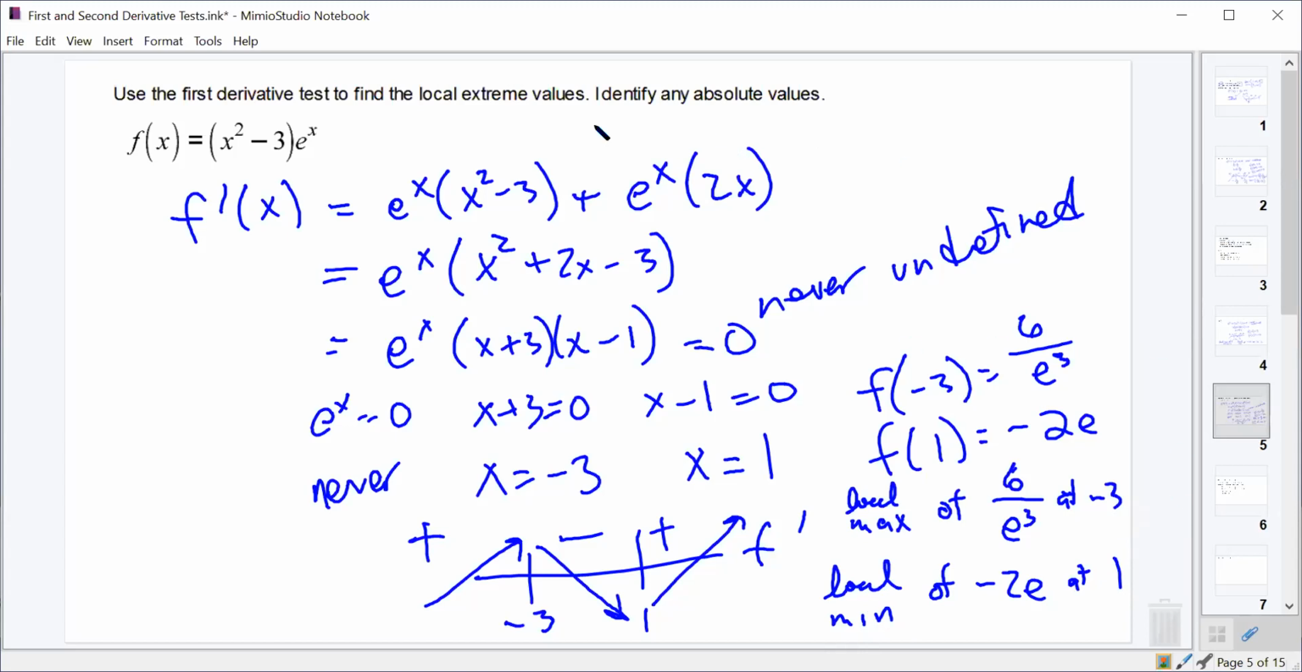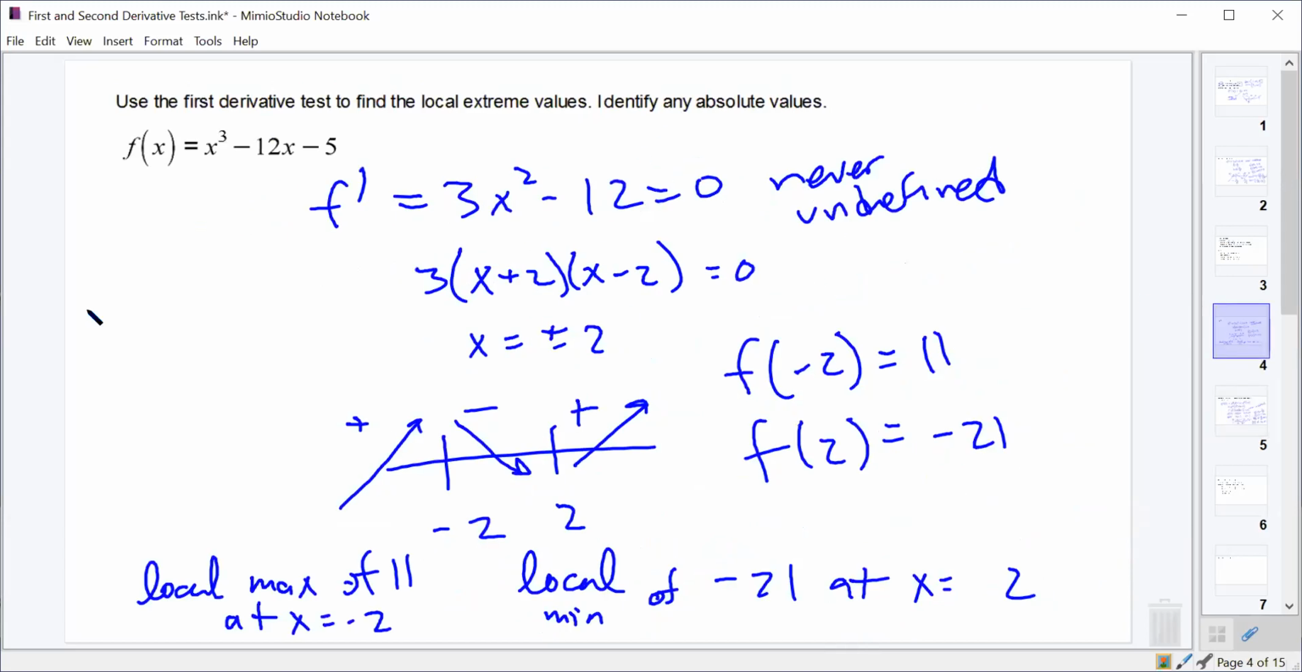And it asks us to identify if any of these are absolute extrema also, which it actually asked us to do on this last one, and I forgot to do it. So let's go back to the last one and determine if either 11 or negative 21 is an absolute extrema. So we know that we have a local max, but it's decreasing. And we know that we have a local min, but then it's increasing after. So how would we know if this function increases higher up than our local max of 11 or decreases down here to something less than negative 21? What would we have to find?